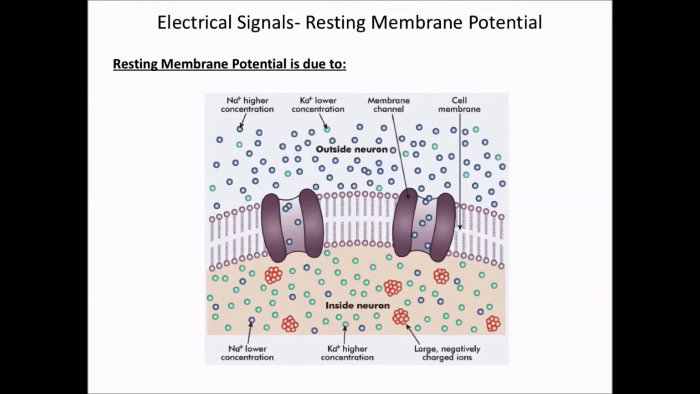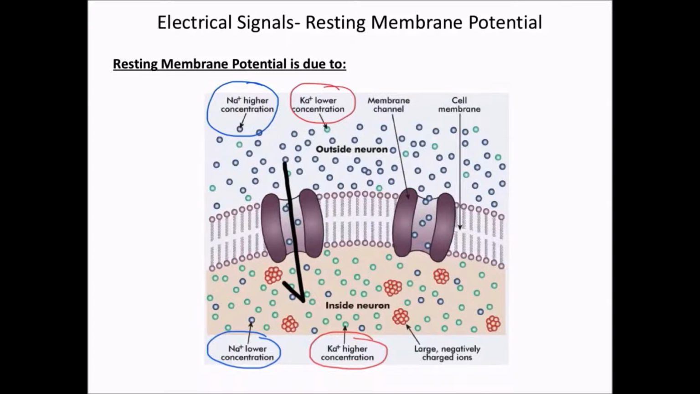There are several factors that contribute to the resting membrane potential. The first factor is that there is a high concentration of sodium ions outside of the axon and a low concentration of sodium ions inside the axon. The second factor is that there is a high concentration of potassium ions inside the neuron and a low concentration of potassium ions outside the neuron. And finally, the last set of factors are the closing of the voltage-gated sodium ion channels and the closing of the voltage-gated potassium ion channels. These channels being closed prevents sodium and potassium ions from flowing into or out of the axon.